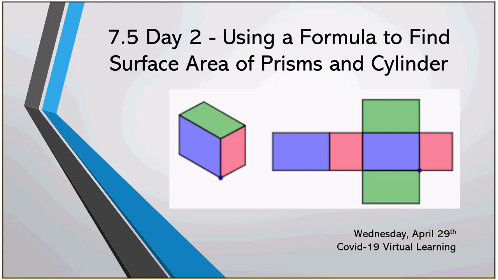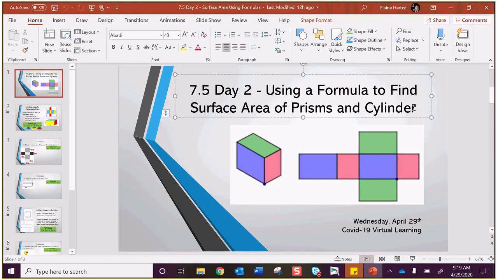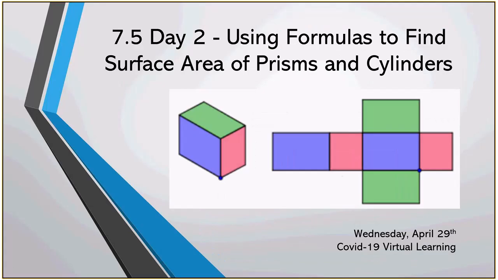I can see it. Okay, so we're 7-5 day 2, and it's using a formula or formulas because they're different to find surface area of prisms and cylinders. There should be an S there. See, then I can go in and edit. Cylinders using formulas. I think I have OCD. Things have to be perfect.